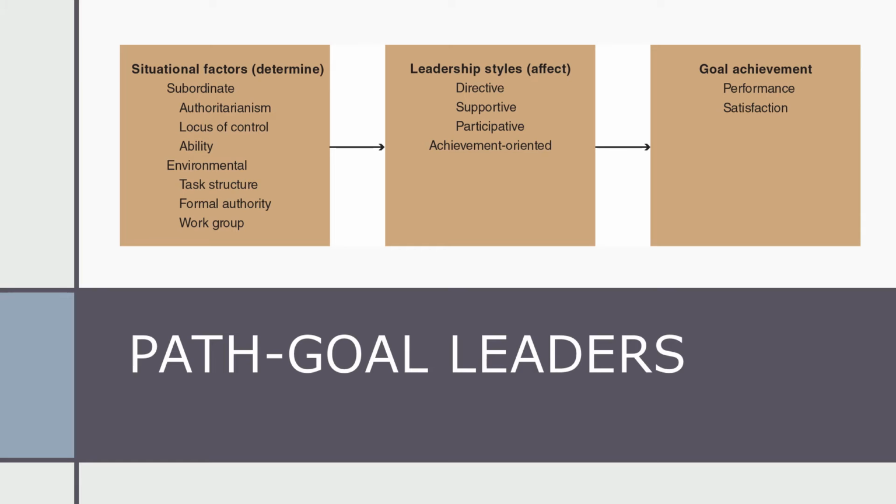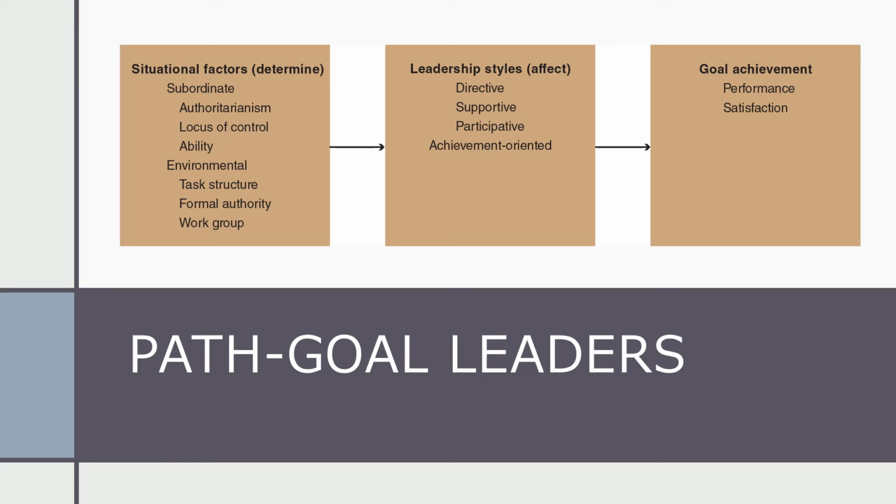Environmental situational factors include, number 1, the task structure, the degree of repetitiveness of the job. Number 2, formal authority, the extent of the leader's power, and number 3, the work group, the extent to which co-workers contribute to job satisfaction. After considering the situational factors, managers choose the most appropriate leadership style by following these guidelines.